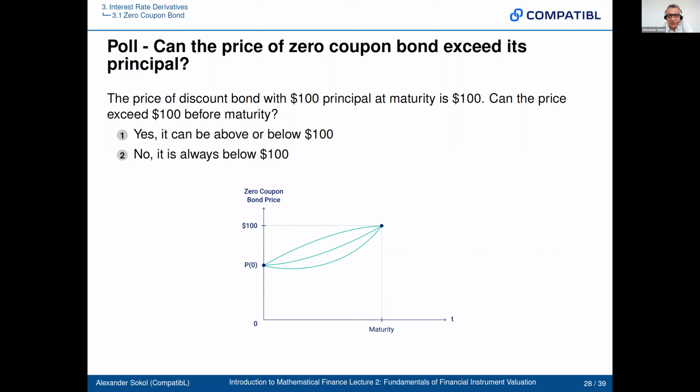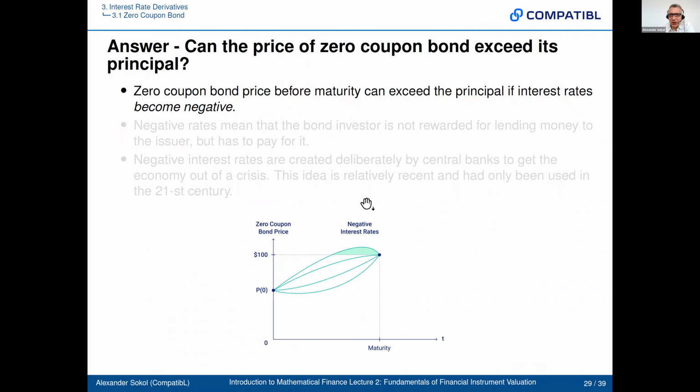Eight. 8 plus 1, 9. 9, pretty close, okay, right. Yeah, very close. All right, okay, so sounds good, right? So, okay, so the answer, yes, it can be higher than 100 if the interest rates become negative.